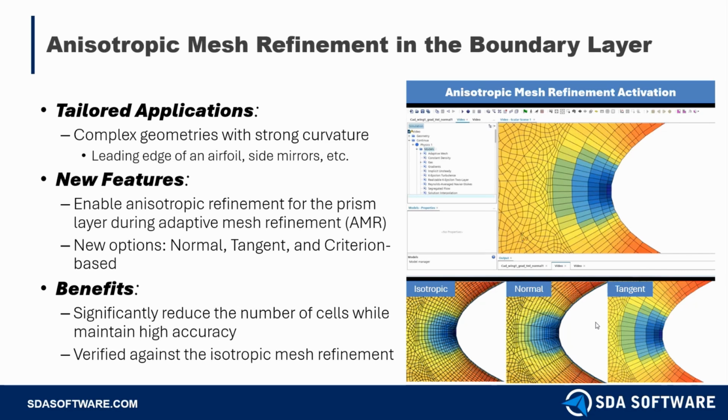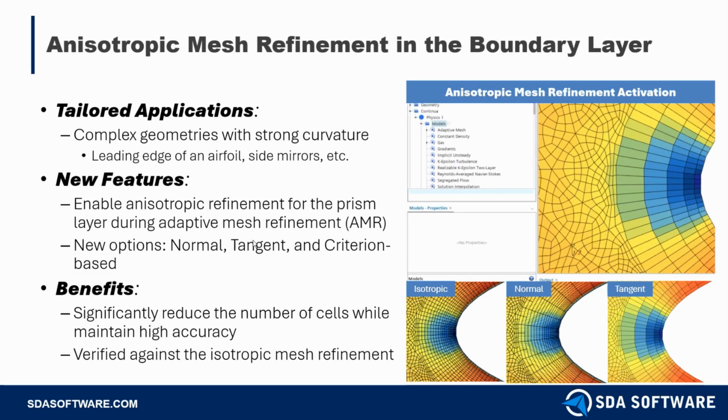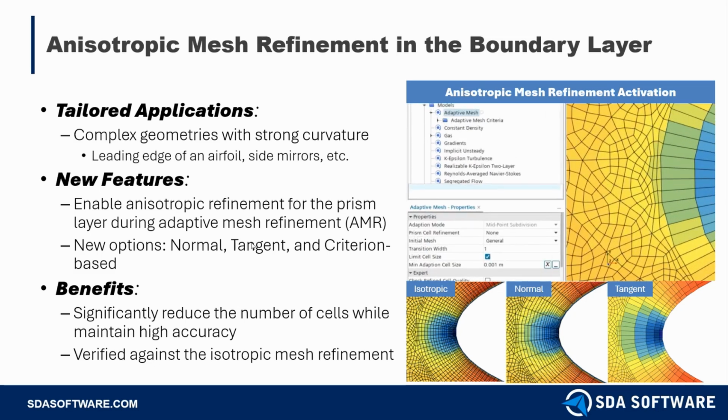Let's take a look at the video in the top right corner. I would like to show you how you can activate these new options in 2406. Obviously, first, the adaptive mesh must be selected for the physics continua. And under the adaptive mesh node, users can find the prism cell refinement option within the properties window. If we click on the drop-down list, we will see that there are 3 new options besides the isotropic option.